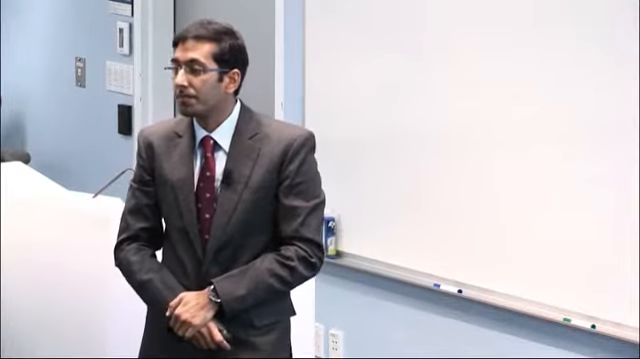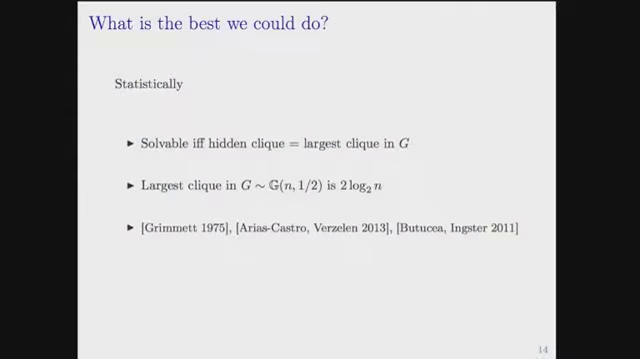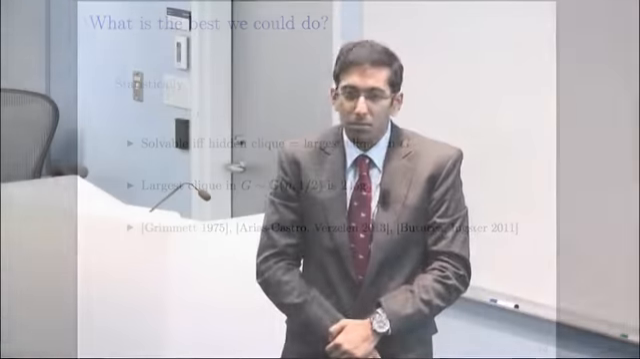If you think about this for a couple of moments, you realize that if the clique you put inside the graph is bigger than the largest naturally occurring clique, the largest clique that occurs at random, then you can just find it using enumeration. You just enumerate all the cliques of the right size and then you're done. This boils down to a second moment calculation. You can compute the largest clique is of size 2 log n.